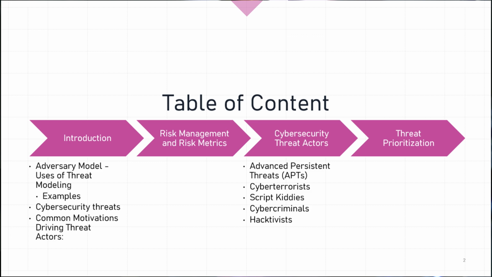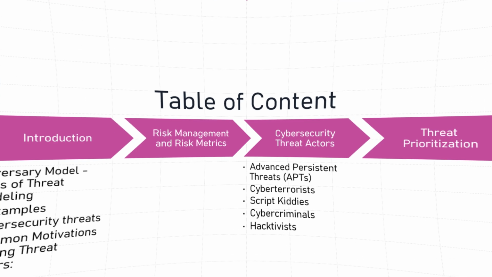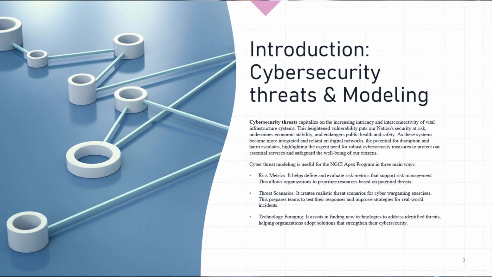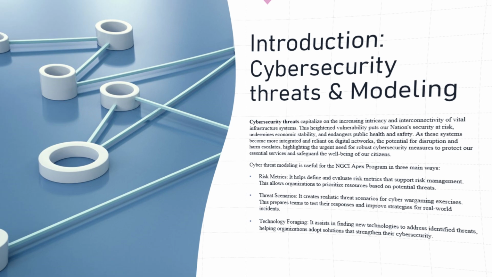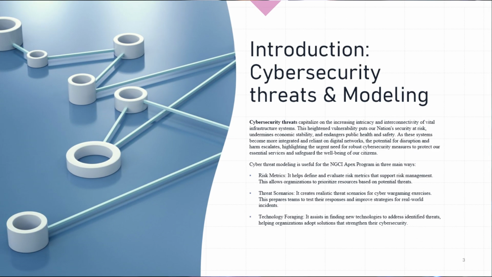We're talking about the introduction, risk management, risk metrics, cybersecurity threats and actors, threat prioritization, and threats against healthcare. Now, this is divided into three different ways for cybersecurity threats and modeling. First, the risk metric, which helps define and validate risk metrics that support risk management, allowing organizations to prioritize resources based on potential threats.